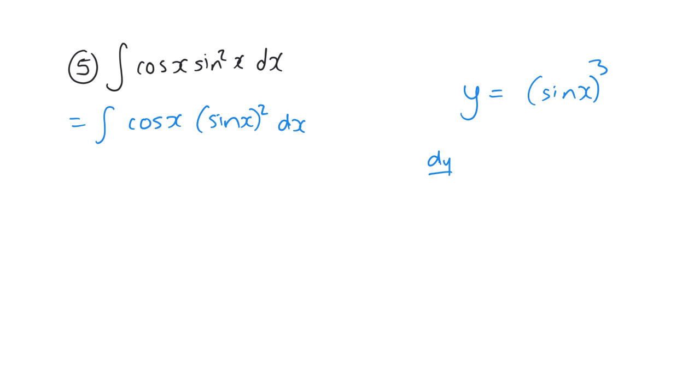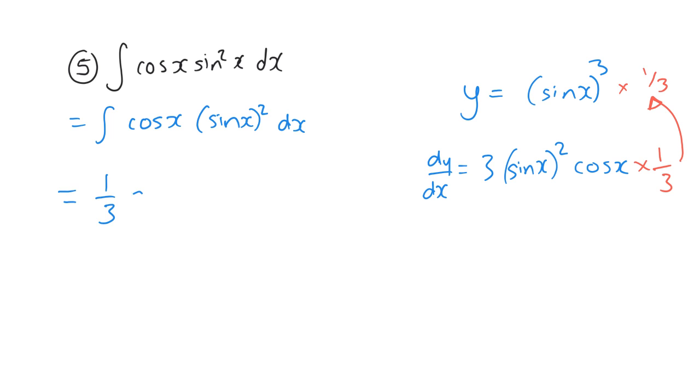When we differentiate, we'd get 3 sine x squared, then differentiate the sine x, we will get cos x. So that's nearly what we'll have over here, but we don't want the 3. So we'll have to times that by a third, which means we'll have to times our guess by a third. So our answer is a third sine cubed x, and then remember our plus c.